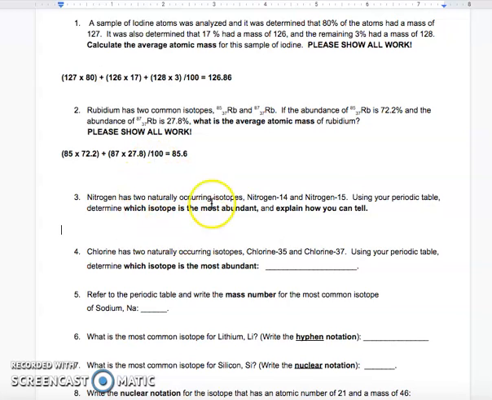Number 3, nitrogen has 2 naturally occurring isotopes, nitrogen 14 and 15. Using your periodic table, determine which isotope is the most abundant and explain how you can tell. You can Google a picture of the periodic table, or you can use your actual periodic table, you will have one on your test. You'll see that the mass listed there is about 14, so I know that nitrogen 14 is the most abundant. And because, and it's exactly what you did, you looked at the periodic table, because that's the mass listed on the periodic table.